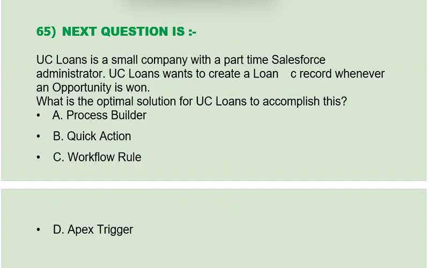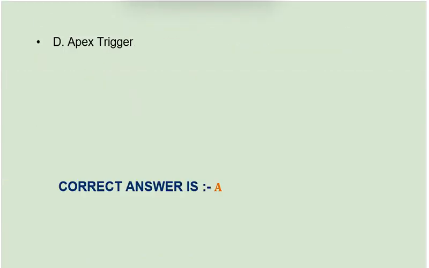Question: UC Loans is a small company with a part-time Salesforce administrator. UC Loans wants to create a Loan__c record whenever an opportunity is won. What is the optimal solution for UC Loans to accomplish this? Option A, Process Builder. Option B, Quick Action. Option C, Workflow Rule. Option D, Apex Trigger. Correct answer is option A.